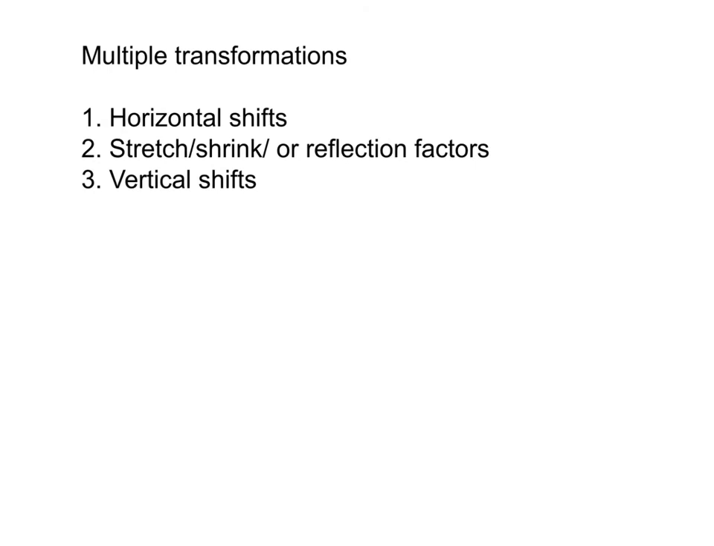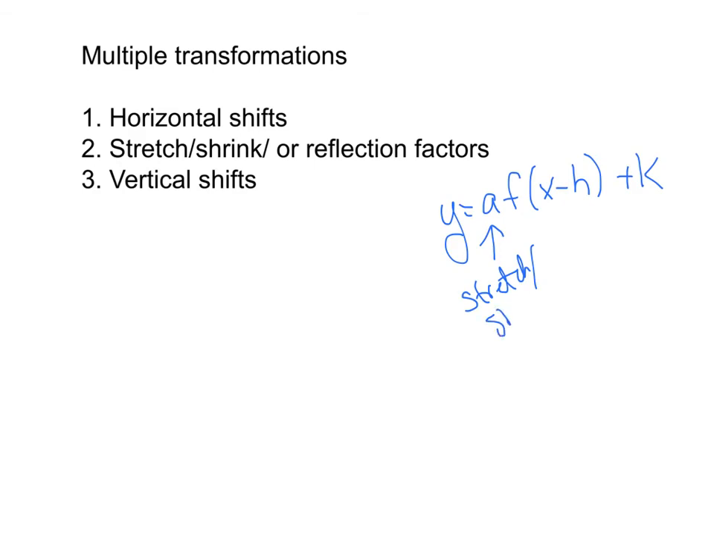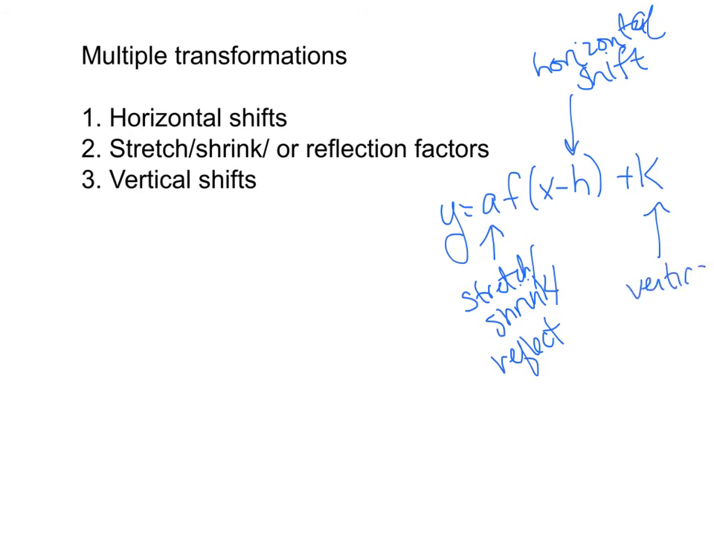So if you think about what each of these represented, we had our generic function y equal to a times f of x minus h, and then we added k. So a was our stretch or shrink or reflect factor. H was our horizontal shift. And k was our vertical shift, up or down. Horizontal shifts we had left or right. Okay, so the horizontal shift was what was represented by h. Our stretch, shrink or reflection factors were represented by the letter a, and then our vertical shifts were represented with that k.